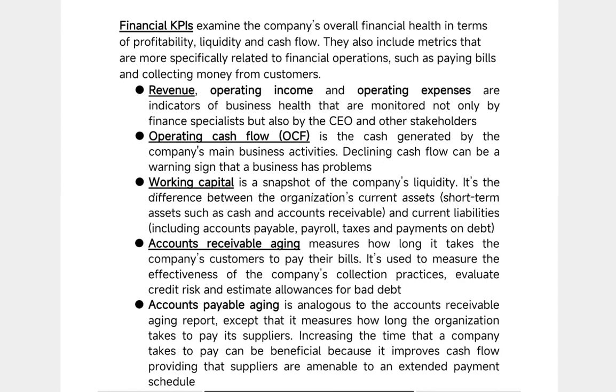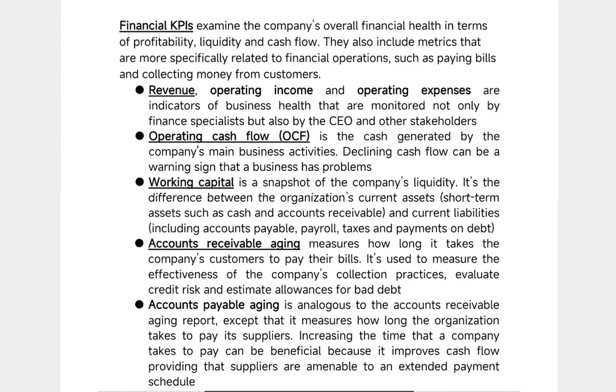For accounts receivable aging, this measures the company's collection practice, how fast or slow the collection process is, evaluation of risk of debt, and long-unpaid accounts receivable. For accounts payable aging, it's the same idea, but it measures how long your business takes to pay its obligations, accounts payable, to its supplier. Okay, so that is accounts payable aging.